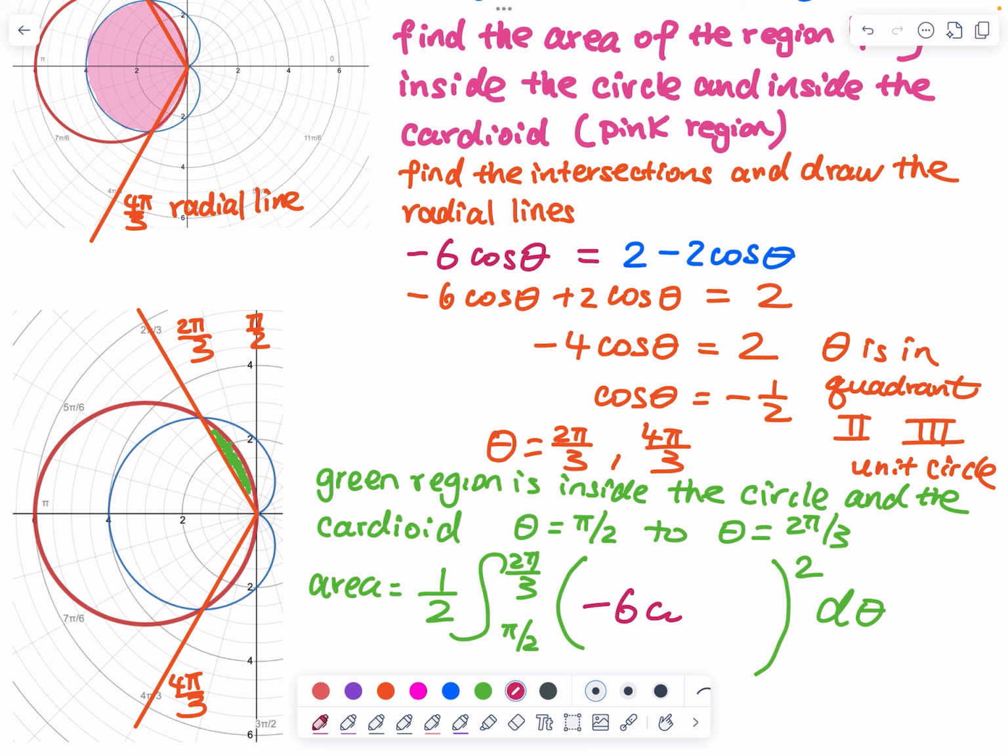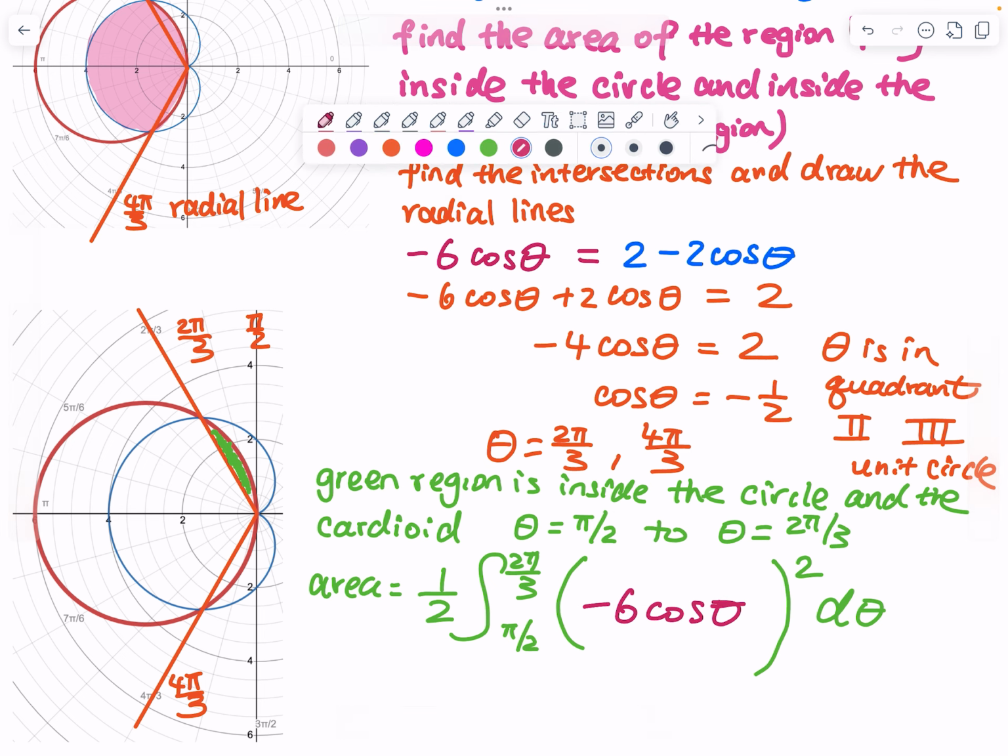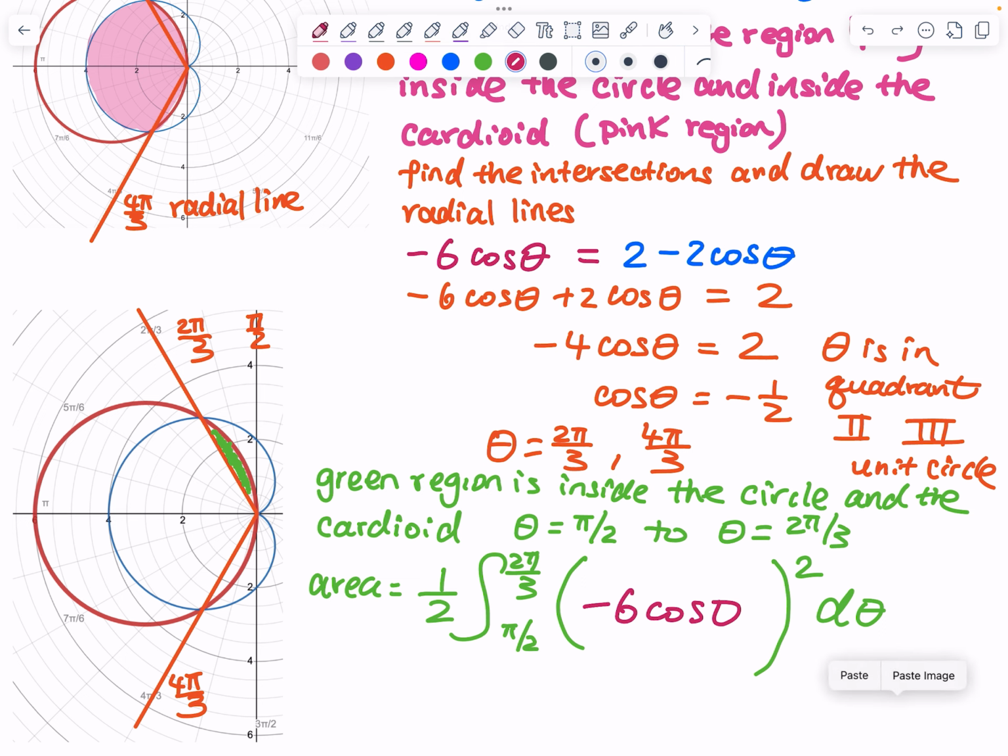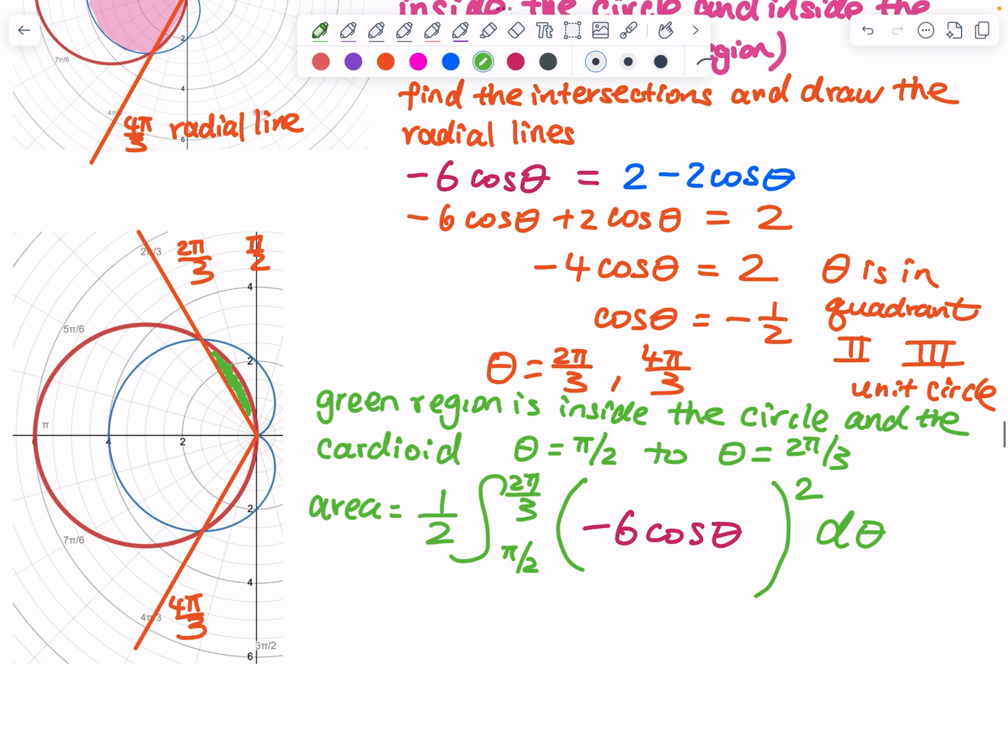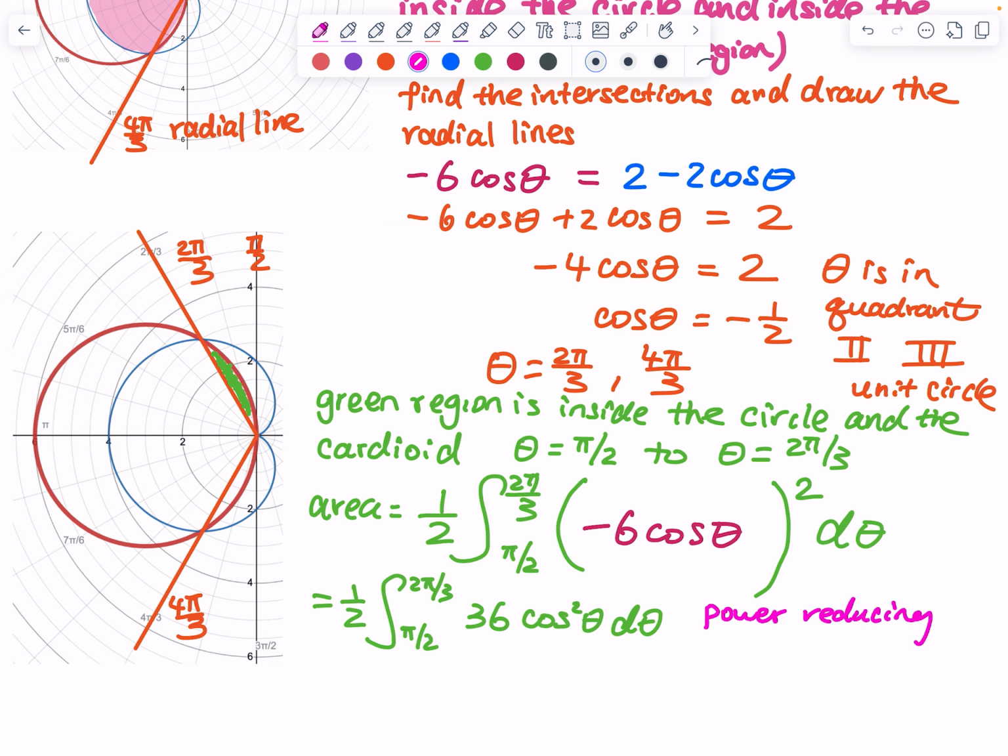The circle is -6 cosine theta. And then you square that. I have 1/2 integral from pi over 2 to 2 pi over 3 of 36 cosine squared theta d theta. We cannot integrate sine squared and cosine squared directly. Therefore, we must use the power reducing formula.